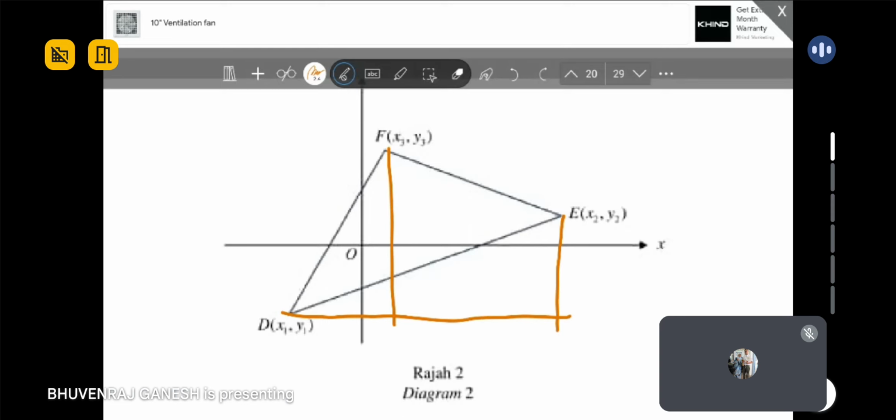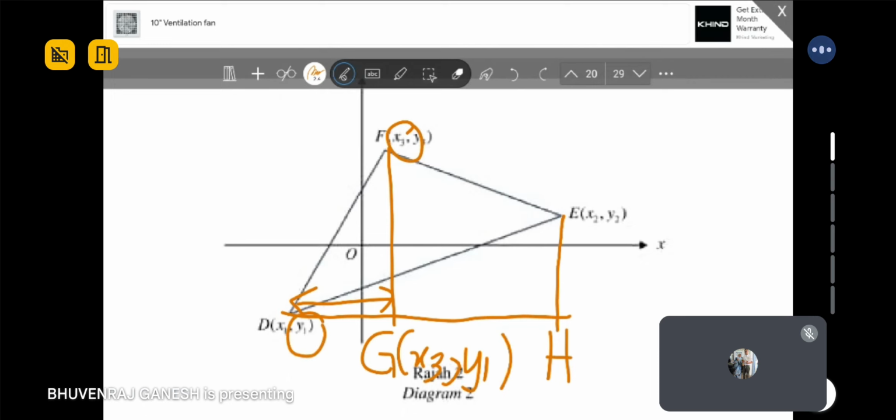Kamu bentukkan segitiga. So guys, let's say I just give some labels lah. Okay, let's say G and H. Kamu boleh bagi apa-apa kamu suka. Anything you like. Okay, so now, can anyone tell me what is this length? Apa panjang yang ni? Can anyone give me the answer? Okay, of course, coordinate G is x3, y1. Betul? Sebab dia adalah garis lurus, straight line. So, x coordinate maintain, y coordinate, y1.